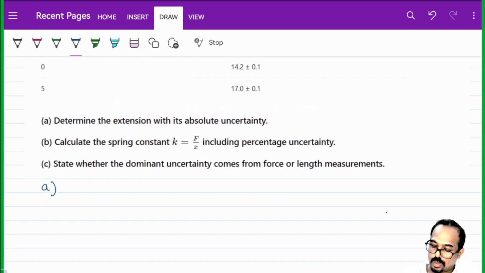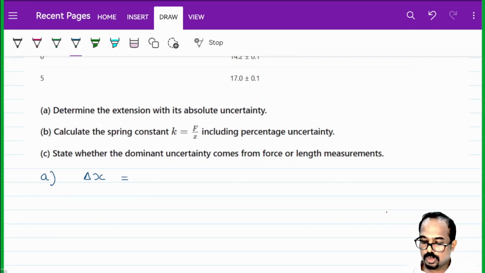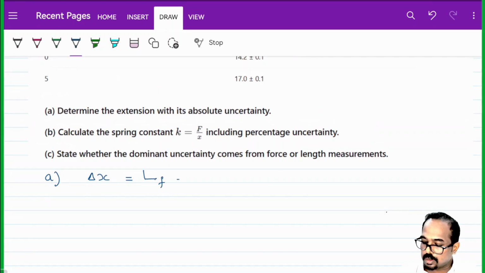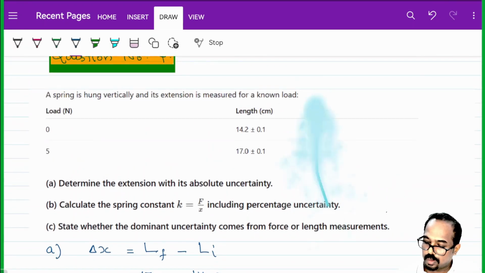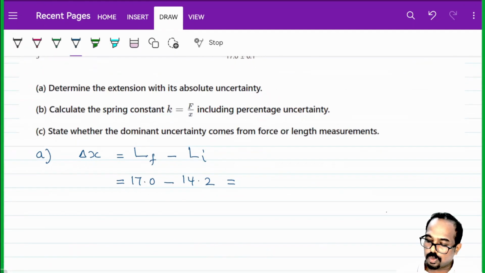Extension means delta x if you want to find out. So delta x is the change in length. The change in length will give you the extension, right? So length final minus length initial. So final length is 17.0 minus initial length is 14.2. So this will be equal to, what is the unit here? Centimeter. Nothing is specified, so you don't need to convert it. So it will be 2.8 centimeter. So you got the change in length, that is the extension.